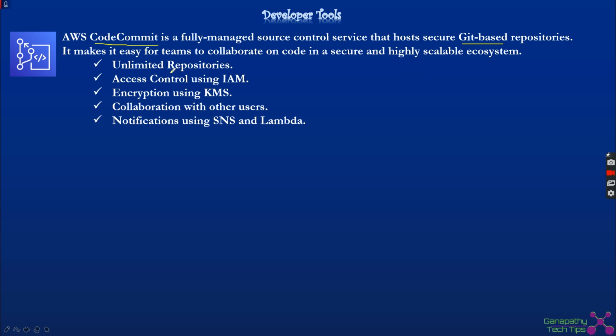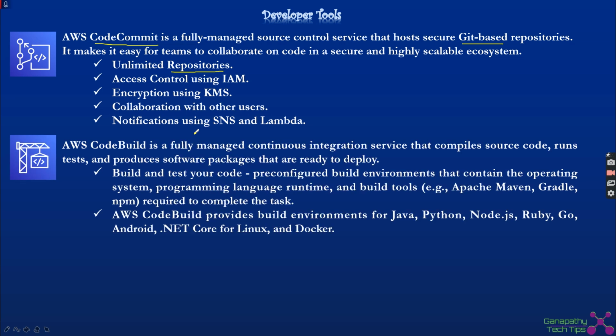You will have an unlimited number of repositories over there, and you can delegate access using IAM. You can do encryption using KMS, and it provides collaboration with other users as well. You can integrate CodeCommit with other mechanisms within AWS, like SNS or Lambda, so you can trigger an event based on the code pushed onto CodeCommit.